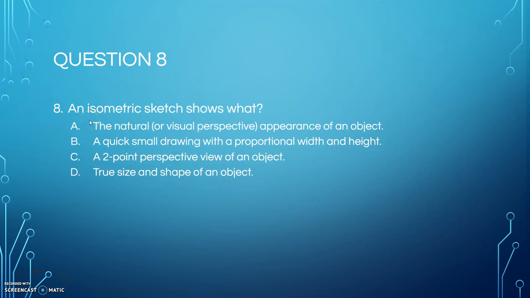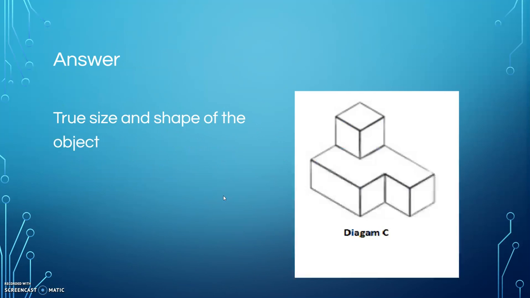Question 8. An isometric sketch shows what? Is it A, the natural or visual perspective appearance of an object? B, a quick small drawing with a proportional width and height? C, a two-point perspective view of an object? Or D, the true size and shape of an object? The answer, the true size and shape of the object.